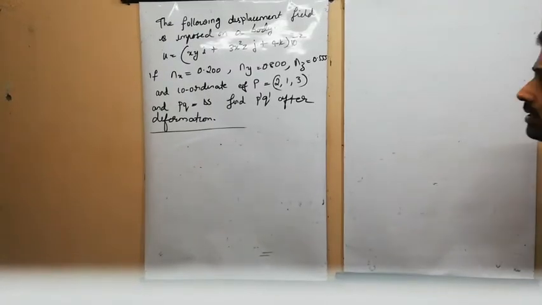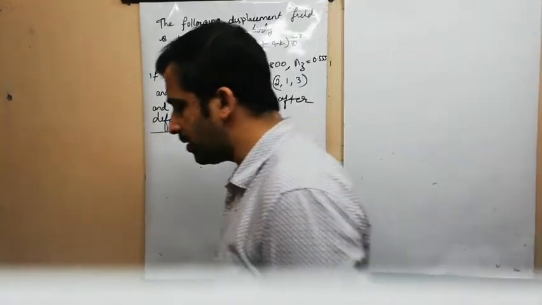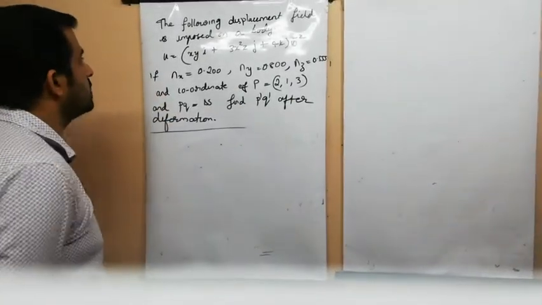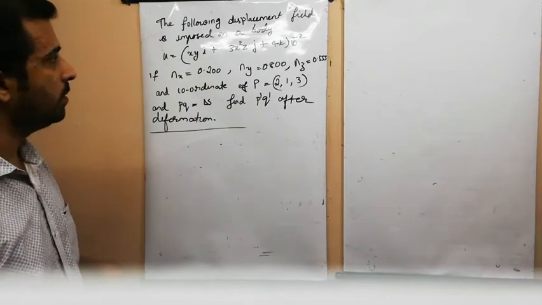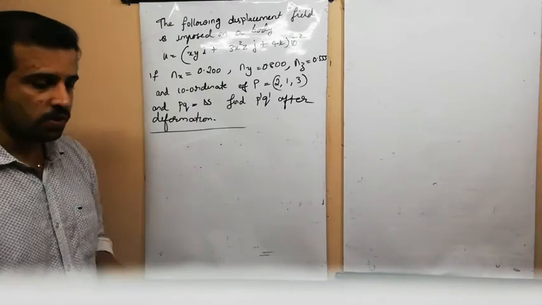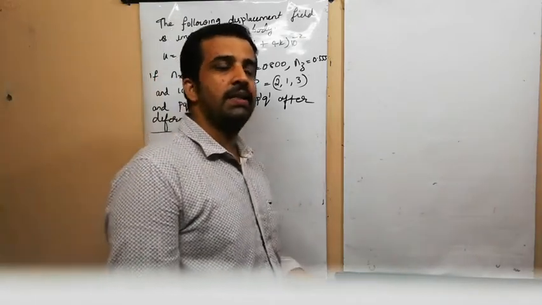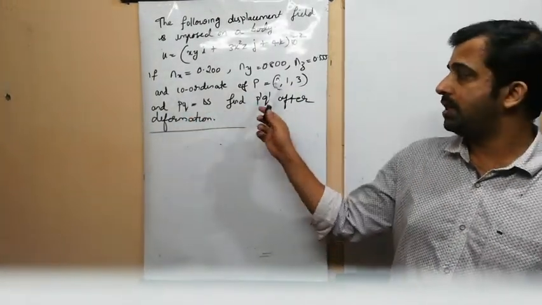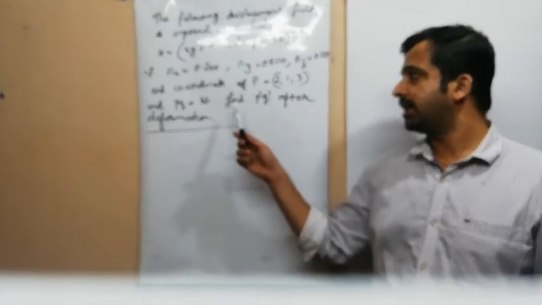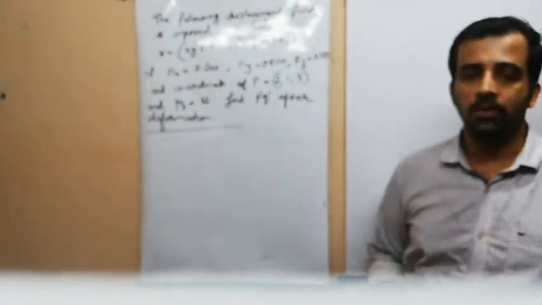Here we have the question. The following displacement field is imposed on a body. The displacement field is given: u is equal to xy i plus 3x square z j plus 4 k, into 10 power minus 2. Direction cosines nx, ny and nz are given. The coordinate of P is 2, 1, 3 and PQ is delta s. Find P dash Q dash after deformation.